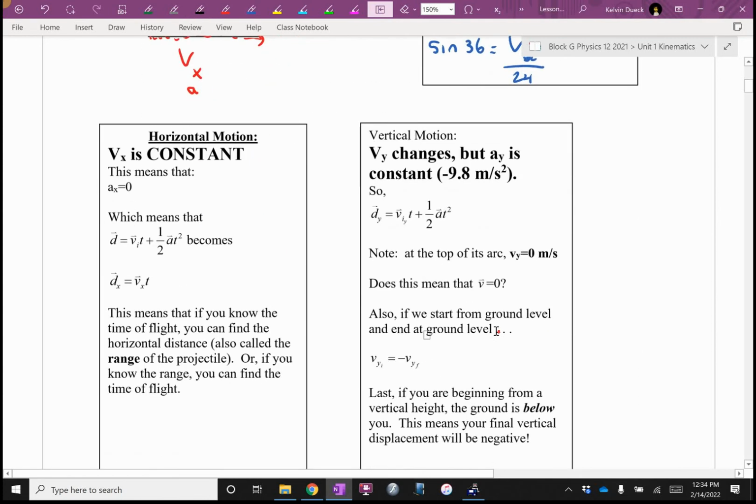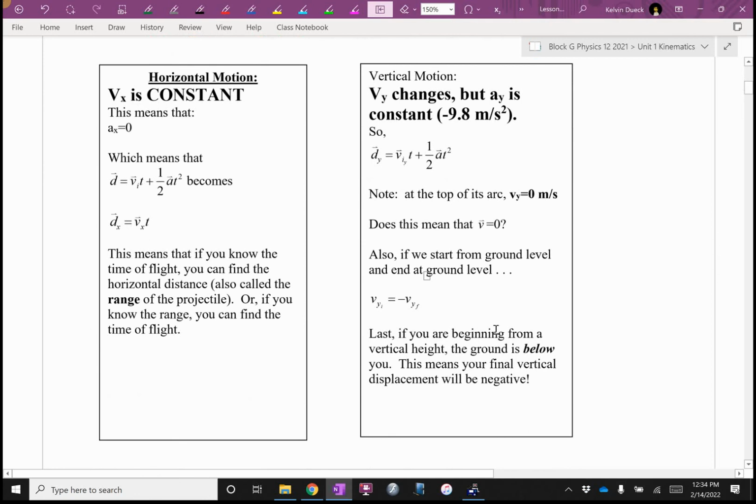So this page right here is a good study summary. This is everything we know about projectiles when I'm studying for my test page. In fact, these 2 little charts right here. Horizontal motion, Vx is constant because Ax is 0. Oh, that means that d equals Vit plus a half At squared. Well, since A is 0, it becomes dx equals Vxt. Oh, that also means, by the way, t equals dx over Vx.